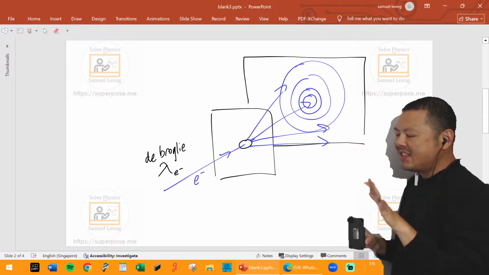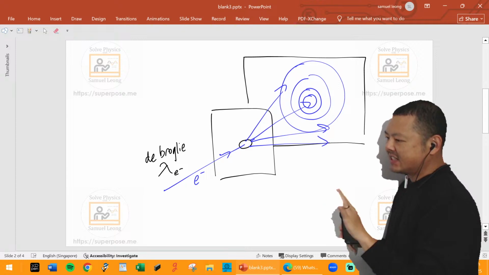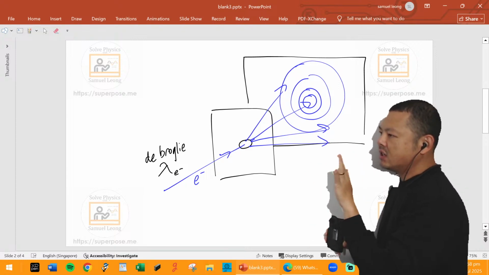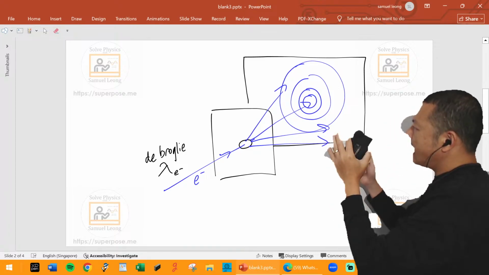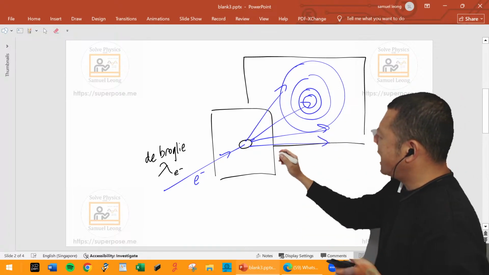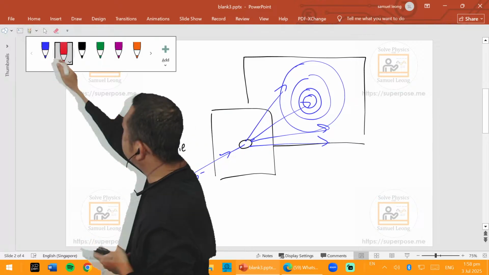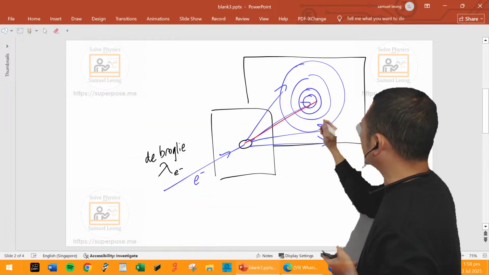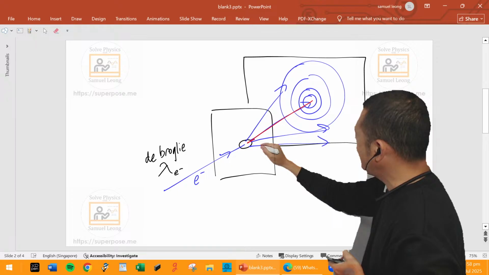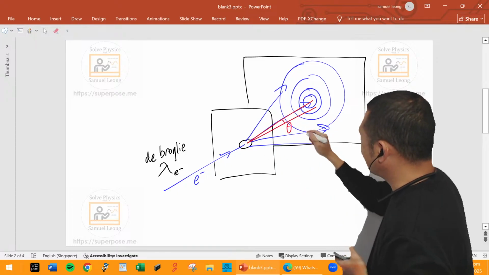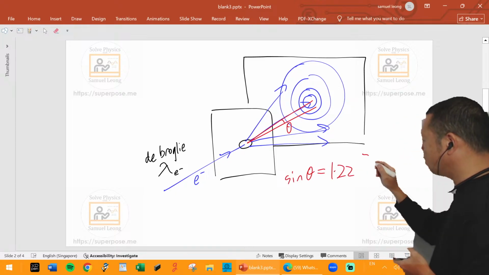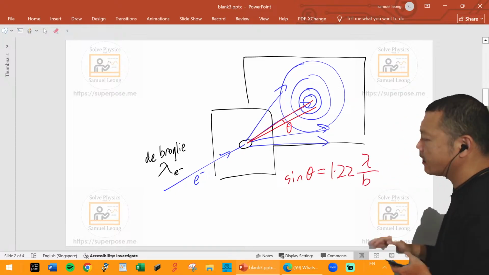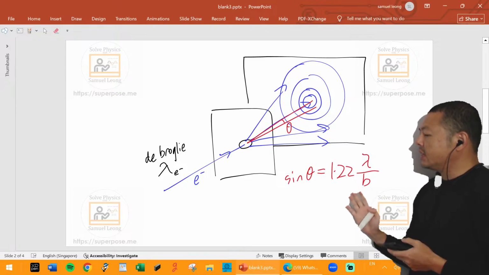You realize that I've never said that before in any of the C's. Right? C1, C2, C3, C4, C5. I've never mentioned circular aperture before. And in fact, for this particular case, the angle between the central maxima and the first minima, the theta, sine theta is equal to 1.22 lambda over b. This was the equation shown in the data booklet, right?